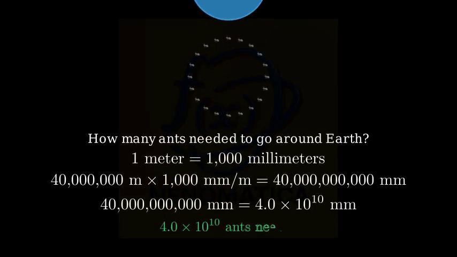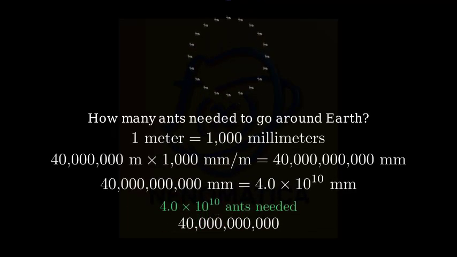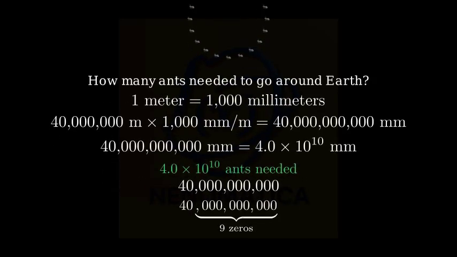Since each ant is 1 millimeter long, we would need 40 billion, or 4 times 10 to the 10th ants, to go all the way around the Earth. That's a lot of ants. Can you even read this number? 40 billion has 10 digits and 10 zeros. This is where scientific notation becomes really useful. It helps us work with very large numbers in a more manageable way.